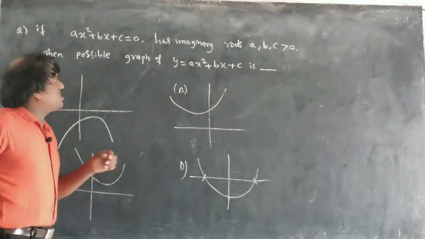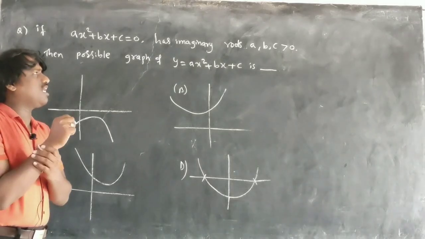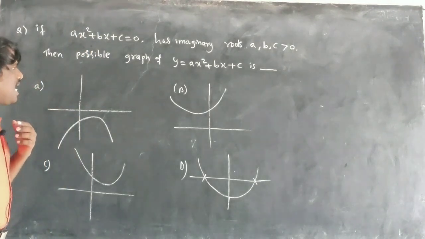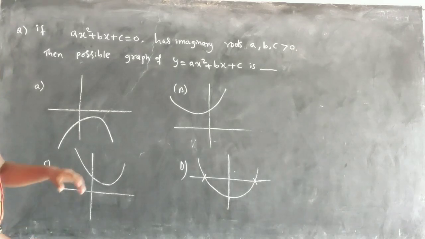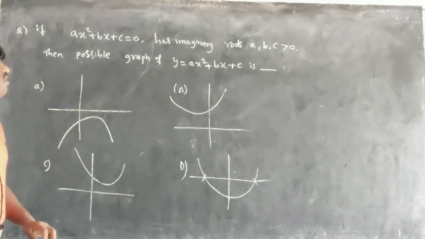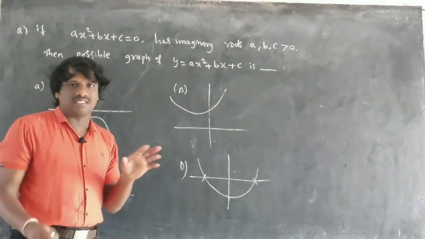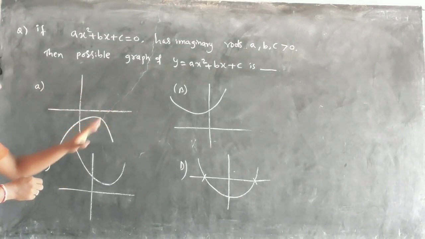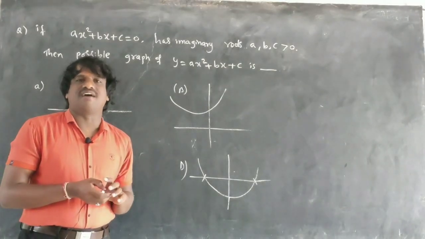Now the question is: if ax square plus bx plus c is equal to 0 has imaginary roots, and a, b, c are greater than 0, then the possible graph of y is equal to ax square plus bx plus c is dash. That is the question. Now you have these graphs, you have to identify which is the correct one.